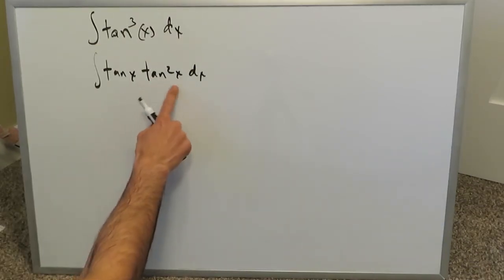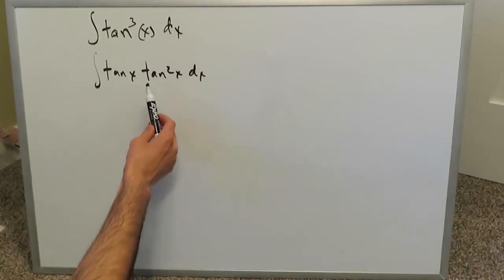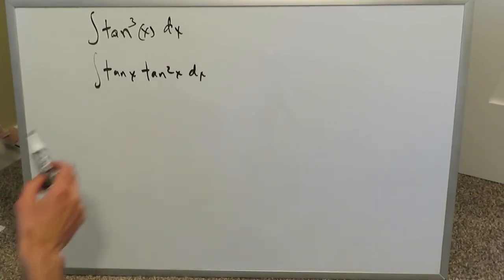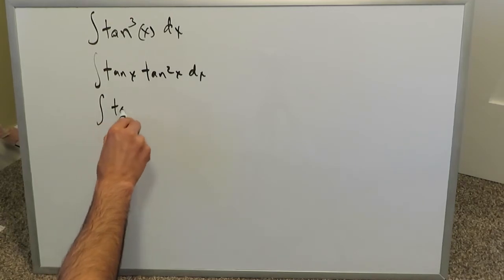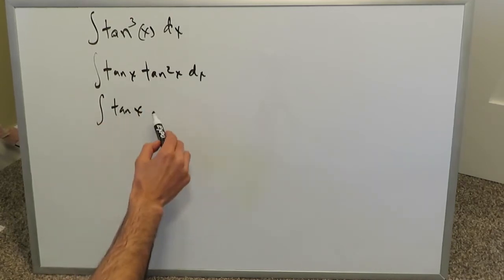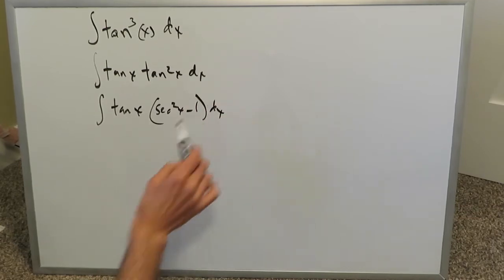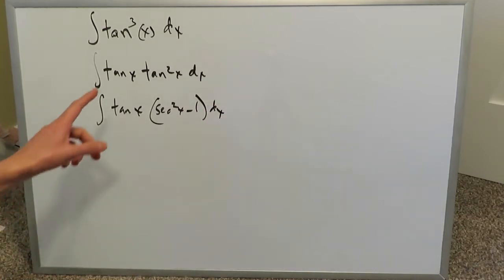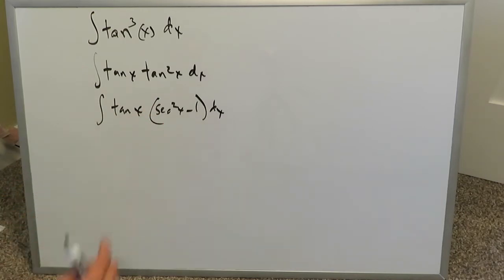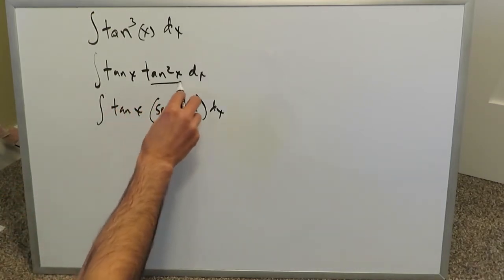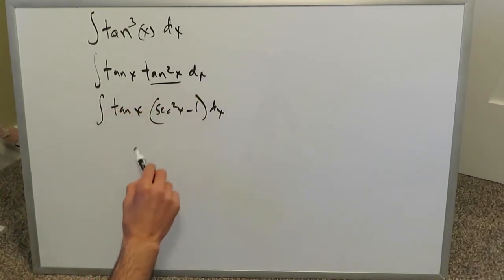And you have to think about trigonometric identities. Tan square x plus 1 is equal to secant square x. And we can proceed with that. We substitute tan square x for secant square x minus 1. And then we have a dx. Remember, the Pythagorean identity is tan square x plus 1 is equal to secant square x. Therefore, tan square x must be secant square x minus 1.